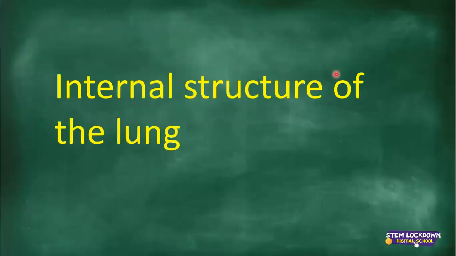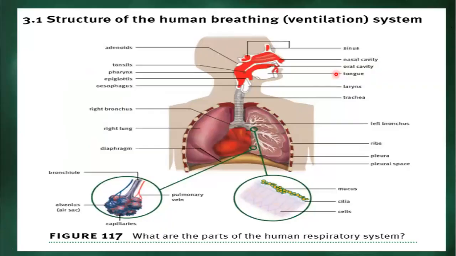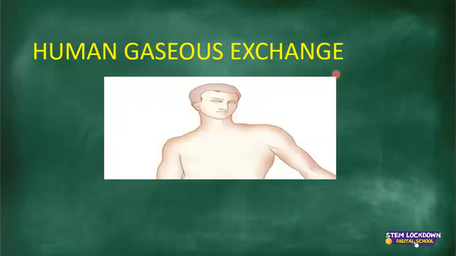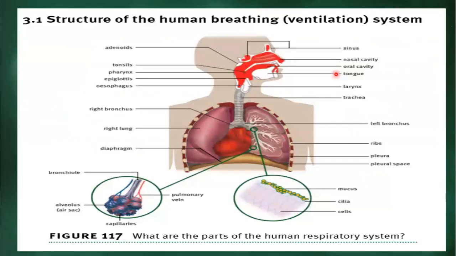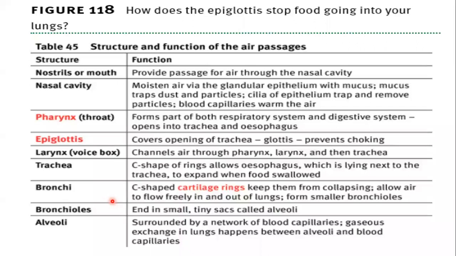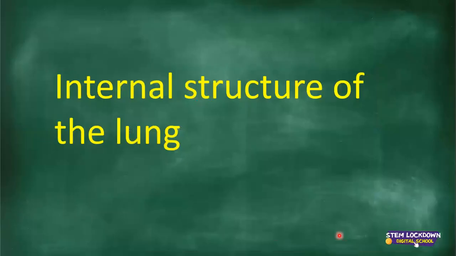Where is that diagram of the alveoli? Let's go find that from the previous work. I want to show you a clearer one. There. Those sacs, those small sacs. The air flows in and out of those ones. Remember? I'm not going to go through that. This is surrounded by a network of blood capillaries, and gaseous exchange in the lungs happens between the alveoli and blood capillaries. So those are the alveoli.